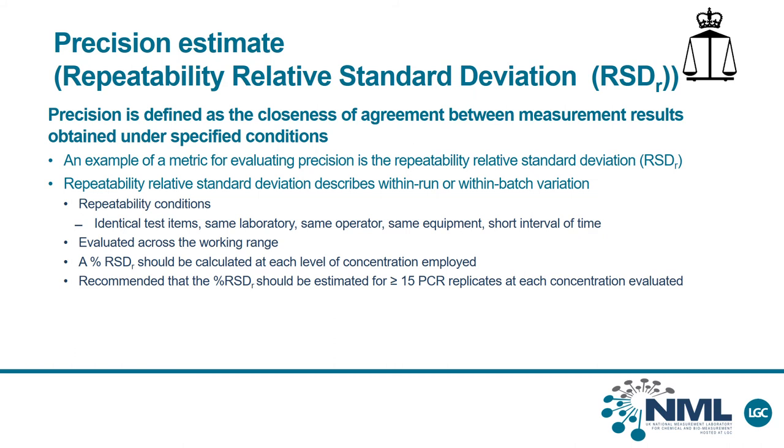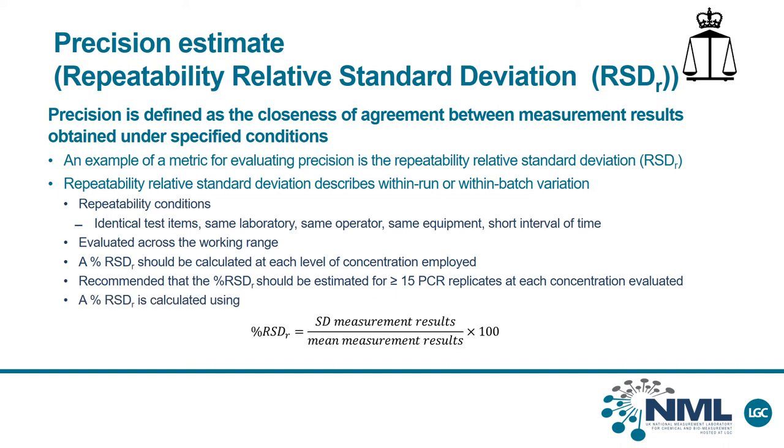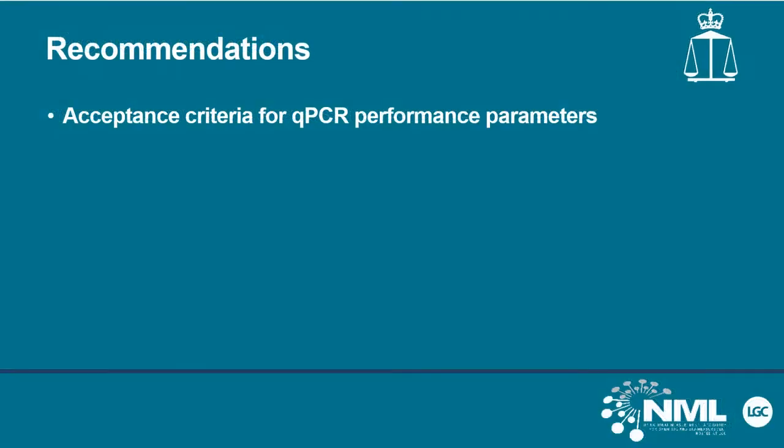As a general rule, it is recommended to use target concentrations that span the working range of the assay and to employ at least 5 evenly distributed concentrations and 15 technical PCR replicates at each concentration. The RSDR is determined at each concentration separately and is calculated using the equation shown on the slide. In the following slides, the acceptance criteria for the parameters described in the previous section, as recommended by the European Union Reference Laboratory for food and feed, are described.